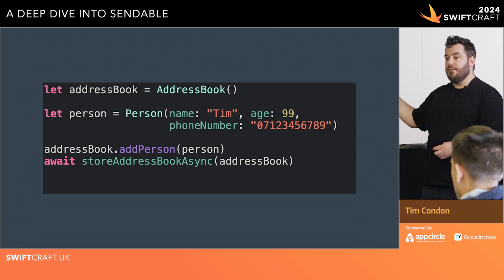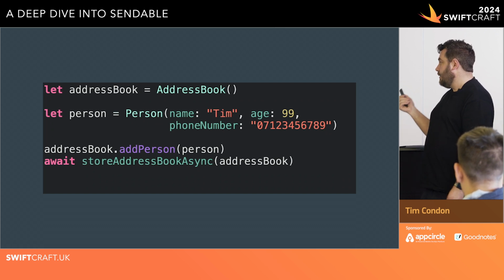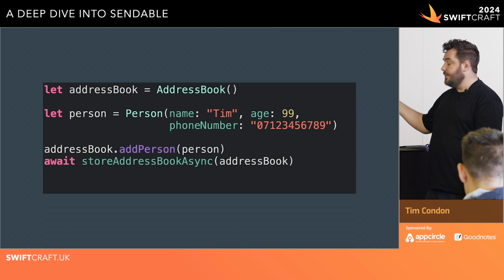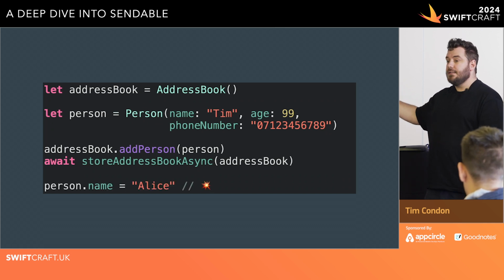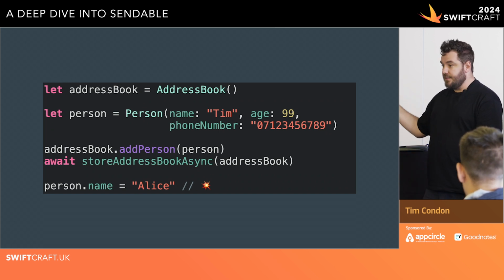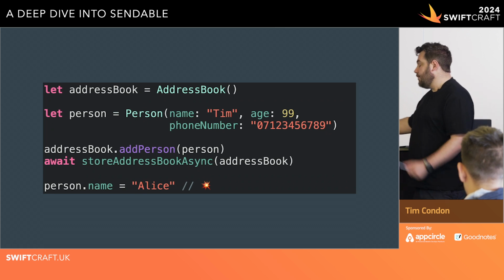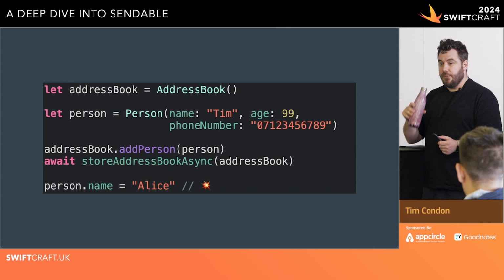However, I'm still storing a reference to person here, which means that I can mutate the properties of person at the same time as someone who's mutating them inside storeAddressBookAsync. So let's say I do that at the same time that code inside storeAddressBookAsync is trying to read person.name. This is a classic data race issue, and this will cause a crash. So you need to be really careful when you're using unchecked Sendable to make sure that you are actually doing it properly.